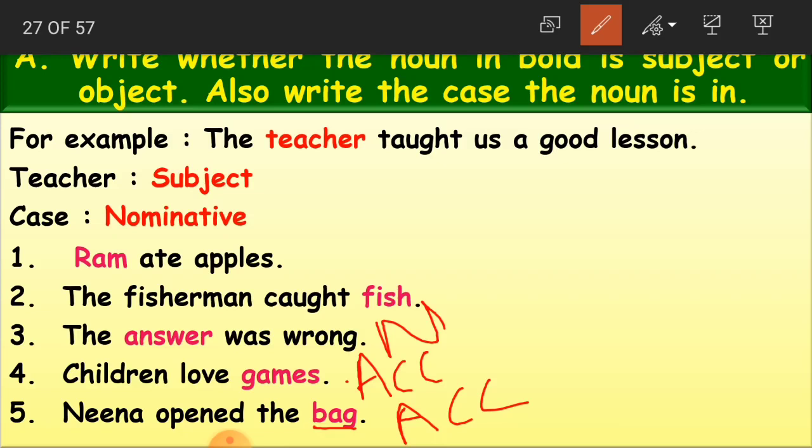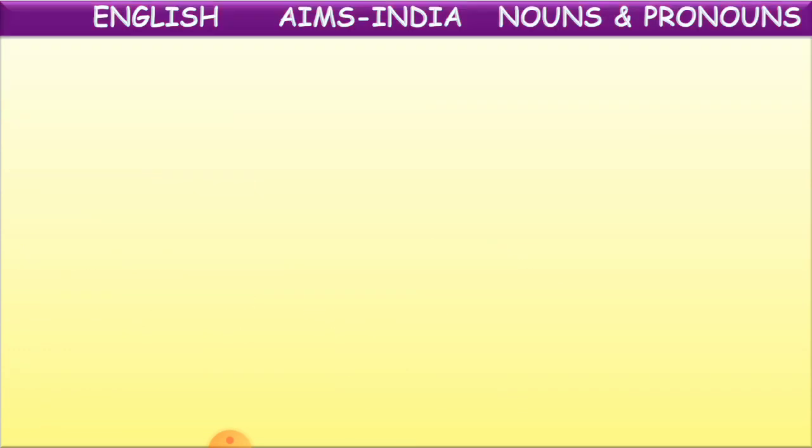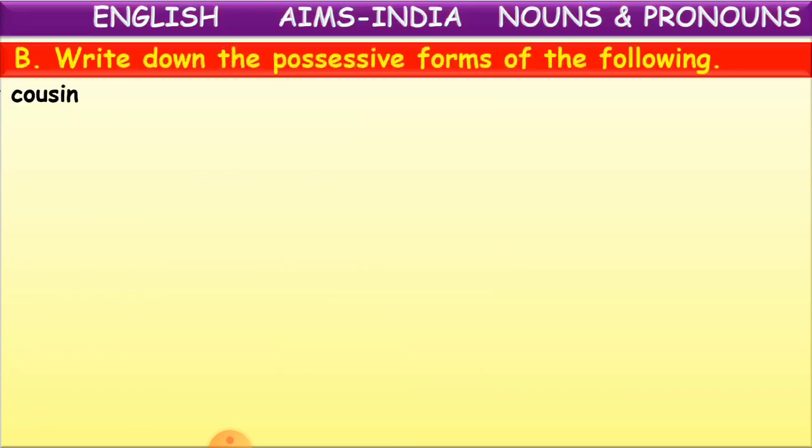If the noun is the subject of the verb, it becomes the nominative case. And if the noun is the object of the verb, then it becomes the accusative case. Clear? Okay. So we'll just go to the other slide now.